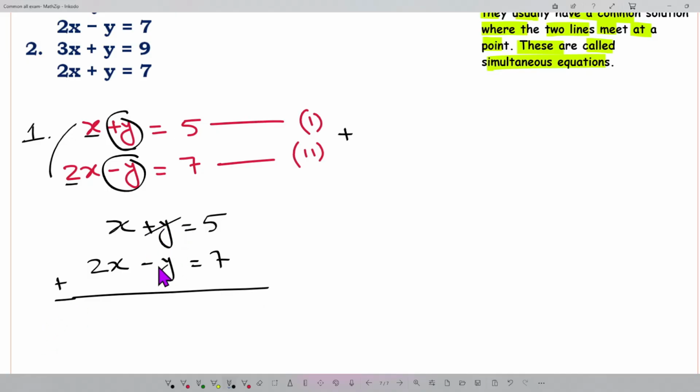So plus y and minus y cancel out, 2x plus x is 3x, equals 5 plus 7, which is 12. Now we can divide both sides by 3. Once we divide by 3, we get x equals 4. Now we can put this value of 4 into either equation.